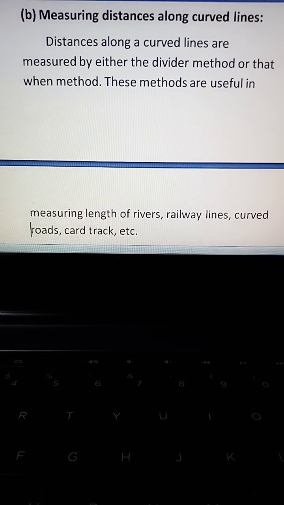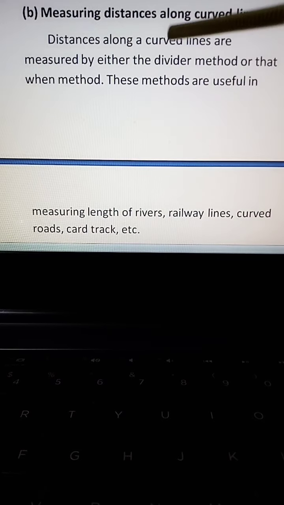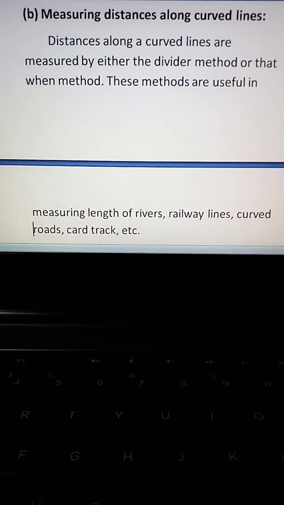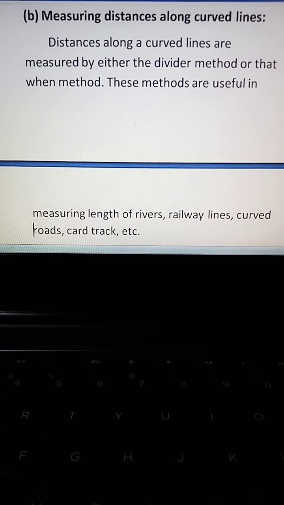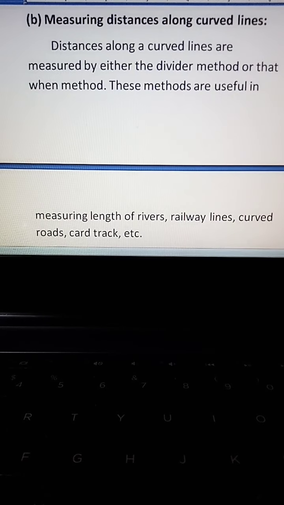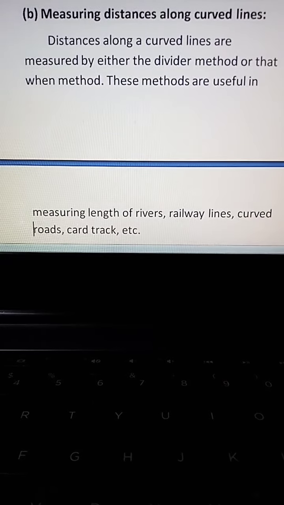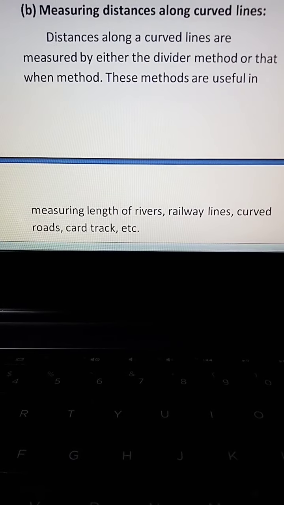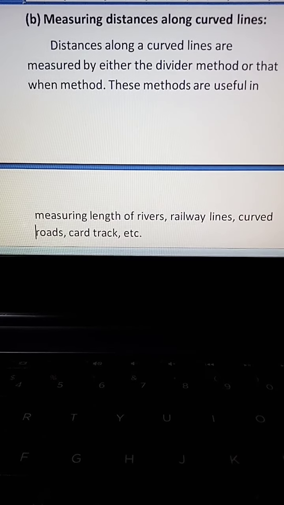The second way to measure distance is measuring distances along curved lines. Distances along curved lines are measured by either the divider method or the twine method. These methods are useful in measuring lengths of rivers, railway lines, curved roads, etc.